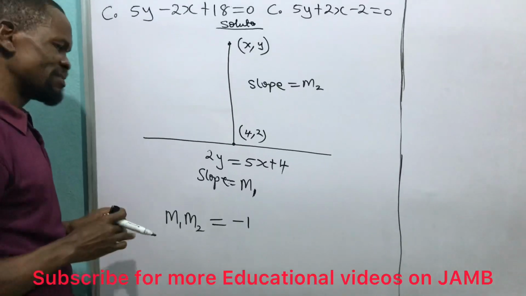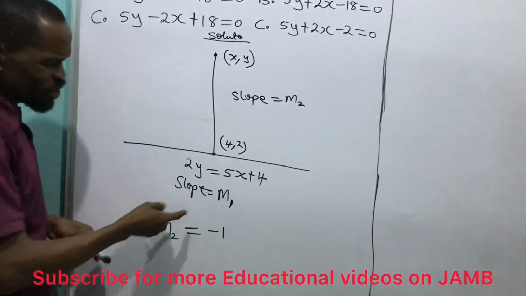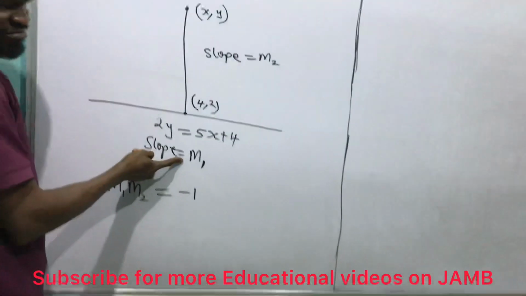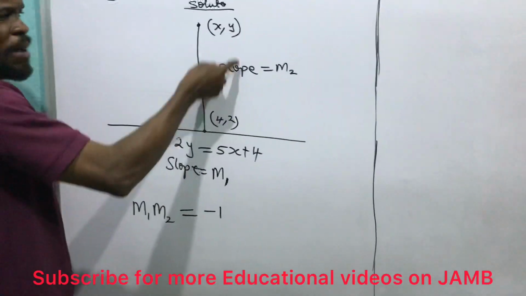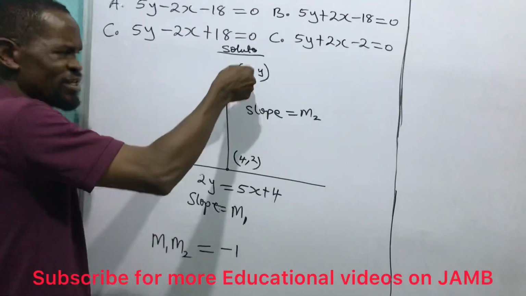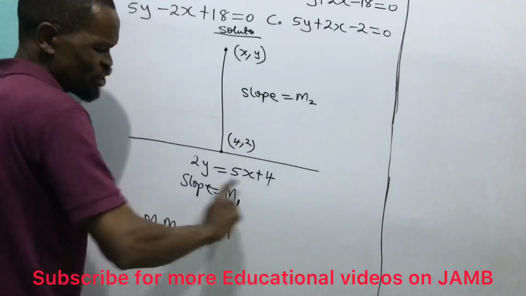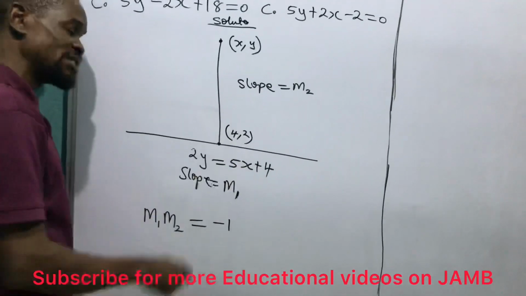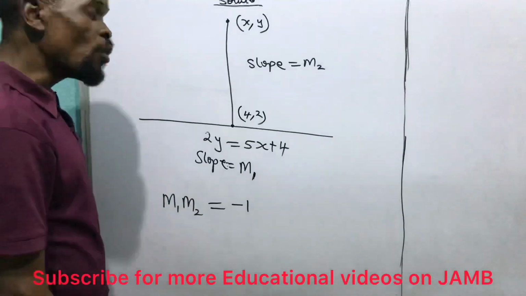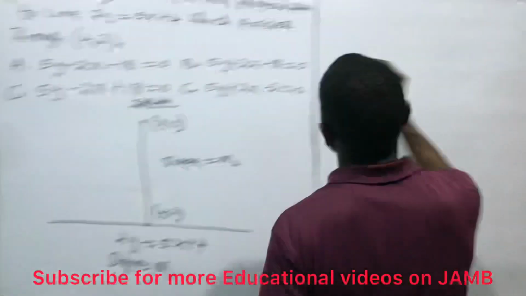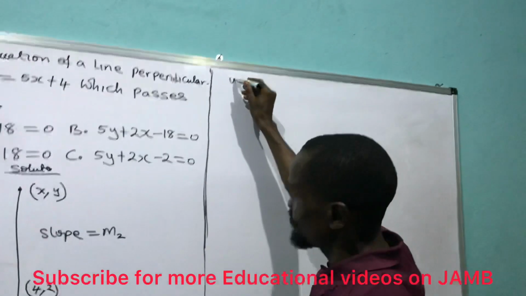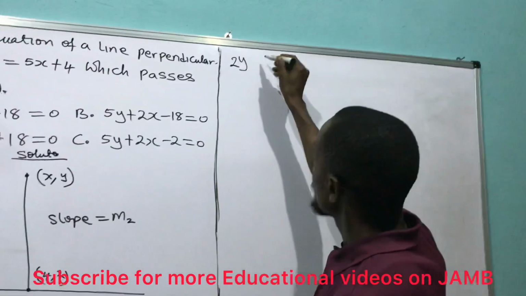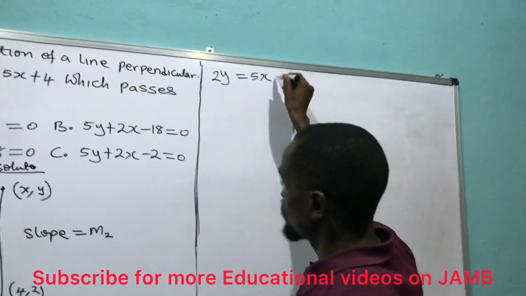Then what does it mean? That means I have to get the slope of this line. But they didn't give me the equation of this line. The equation they give me is of the line it is perpendicular to, which is this one. I have to get its slope. Then what will I do? I will take 2y equals 5x plus 4.